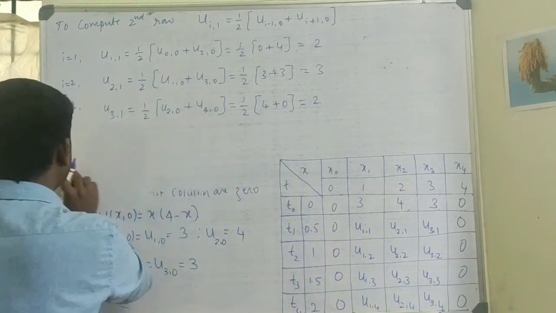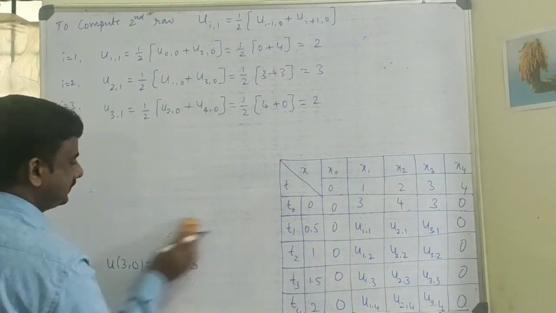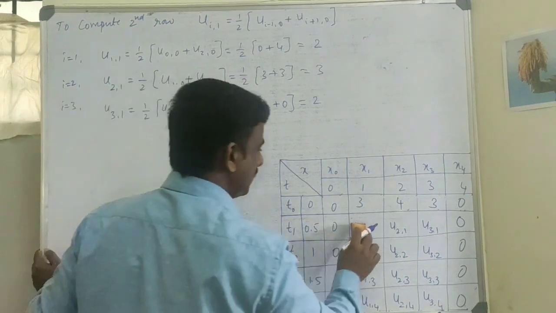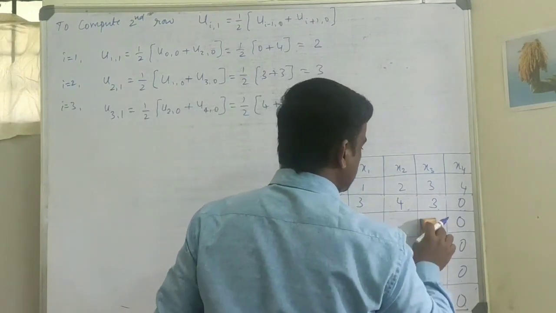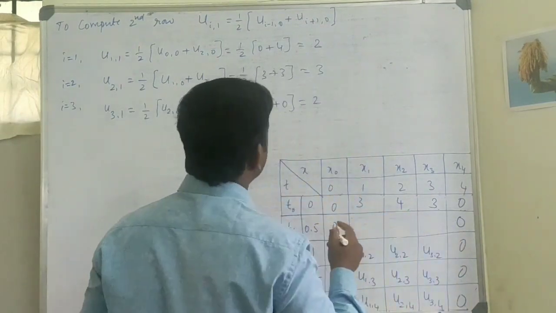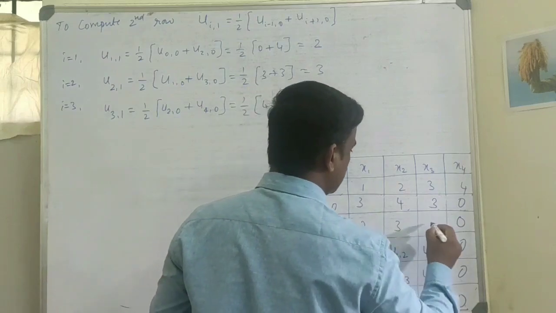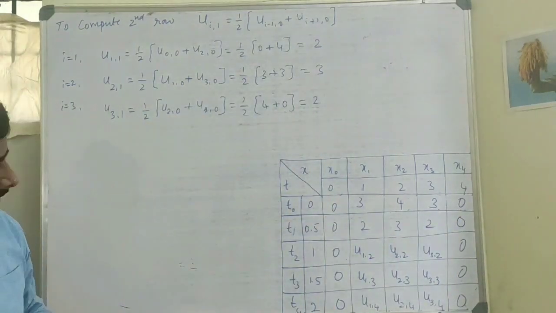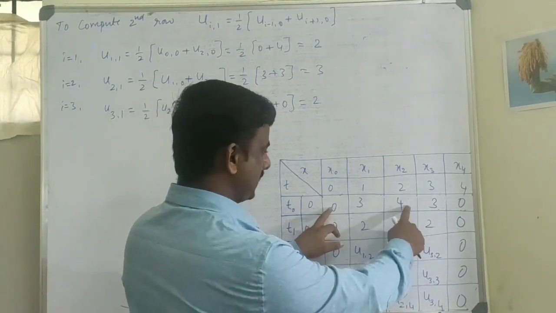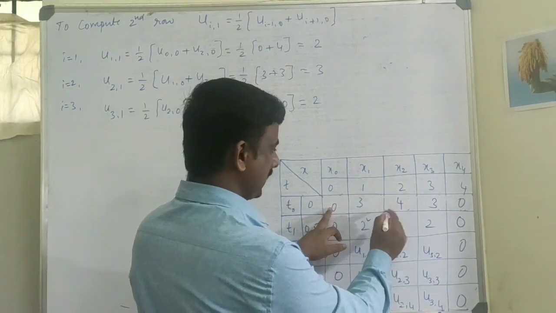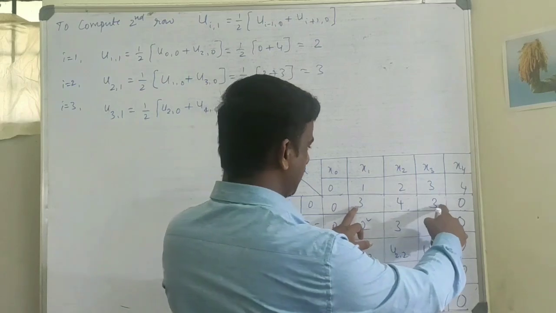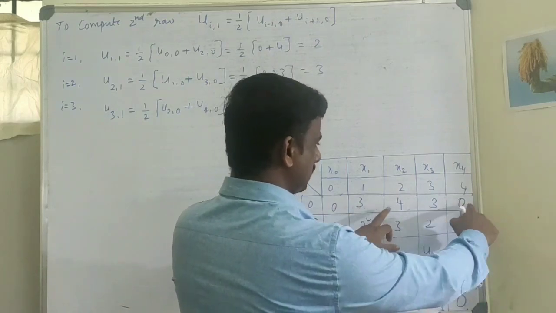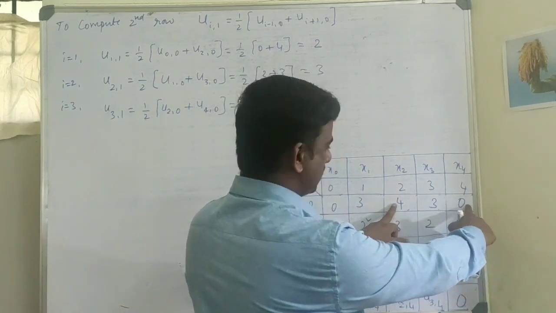So that completes the second row. So I got here 2, 3, 2. Or you can directly write these entries. This will be the average of these two, this will be the average of these two, this entry will be the average of these two, and this entry will be the average of these two.